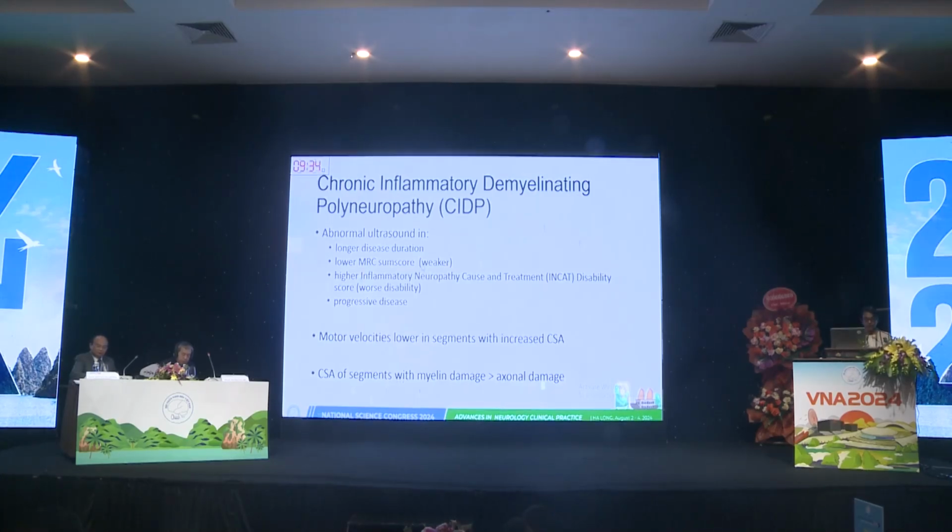And if they're much weaker, there's a disability score that is used internationally. If they have a worse disability, and a very progressive disease, the ultrasound tends to be abnormal, and you might find that the nerve looks much bigger. The velocities are usually lower in the segments where the nerve is much bigger as well. So there is that correlation with nerve conduction studies. And the segments that have the myelin damage, you will see that these are much bigger than where there is axonal involvement.